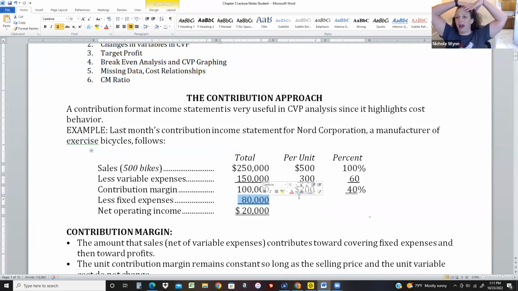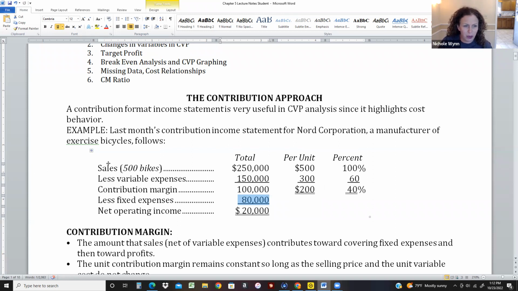So that means we got to sell a lot of bikes to be able to cover those costs because we have a lot of machinery and a lot of supervisors and a lot of rent on the factory, a lot of different fixed expenses that are involved in our business. And we've got to be able to cover all of those.